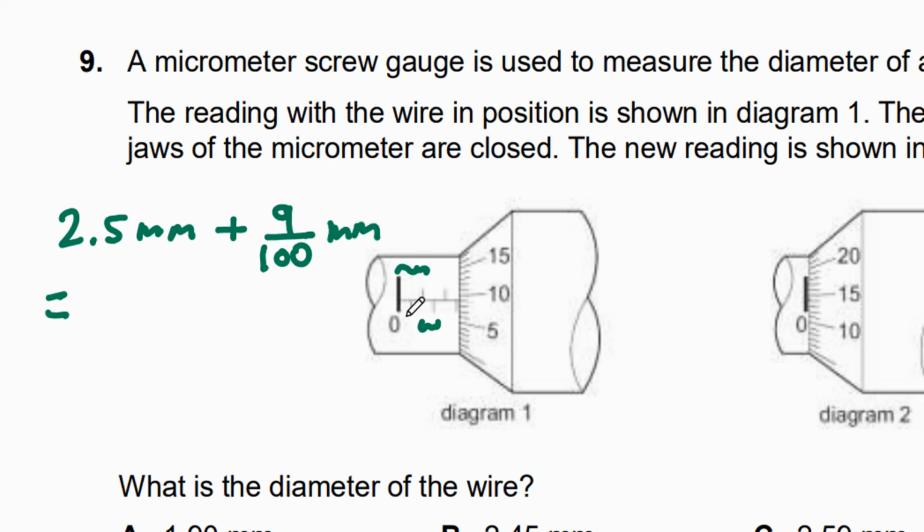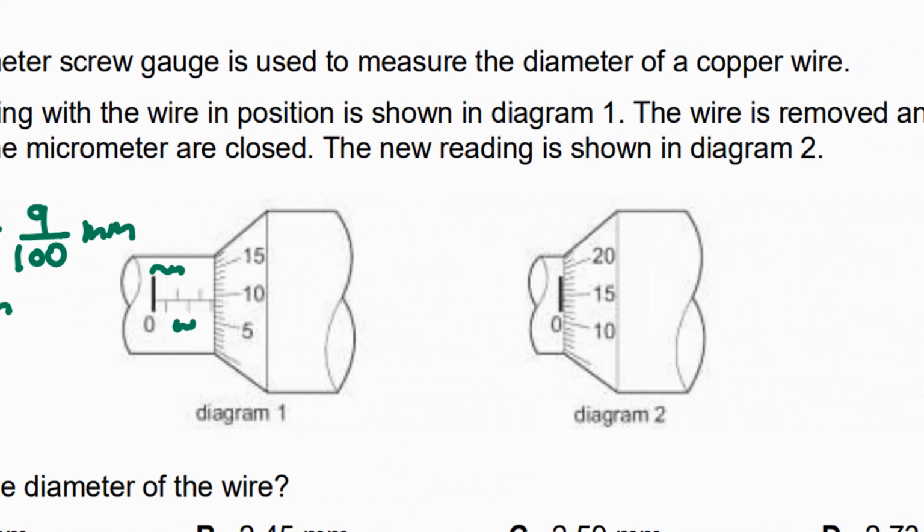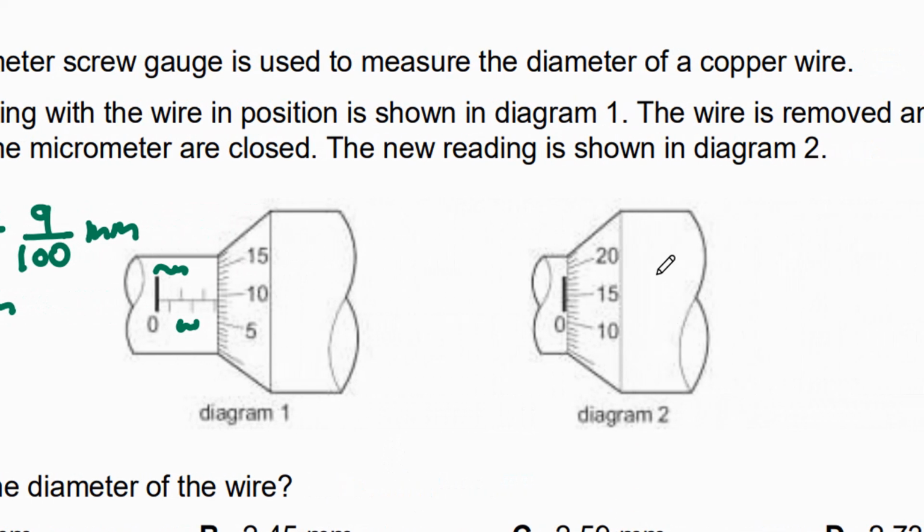So then the actual reading on the micrometer will be 2.59 millimeters. Let's go to diagram 2. Now, this question is actually about a zero error. A zero error is when an instrument shows a reading when it's not being used. So here we have a zero error.